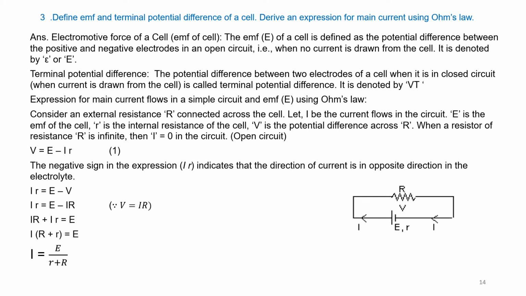Therefore, small ir is equal to E minus capital IR. If you take it on the left side, Ir plus IR is equal to E. Therefore, I into r plus R. If you take I common, r plus R is equal to E. Therefore, the expression for I is equal to E by small r plus capital R. This is the expression for main current.